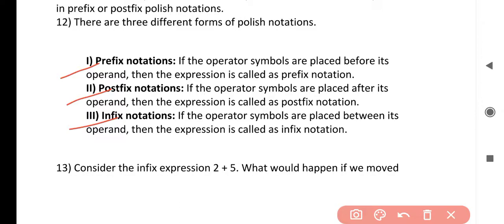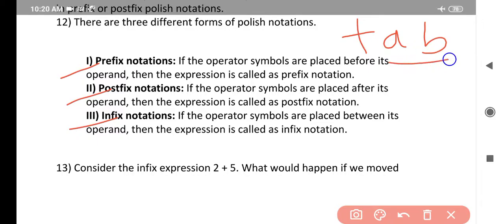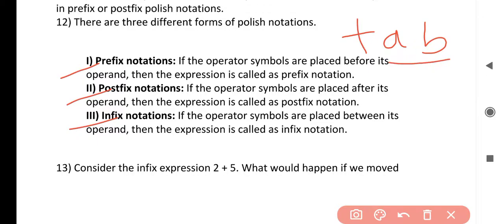Prefix means the operators are placed before their operands, like this: plus AB. Here A and B are operands and plus is the operator. If the operator is placed before its operand, then it is called prefix notation. And in postfix, operands are written first and then the operator is written. Now this operator can be anything, plus, minus, multiplication, any mathematical operator. And A and B can be anything like x, y, or it can also be a number like 12, 13.